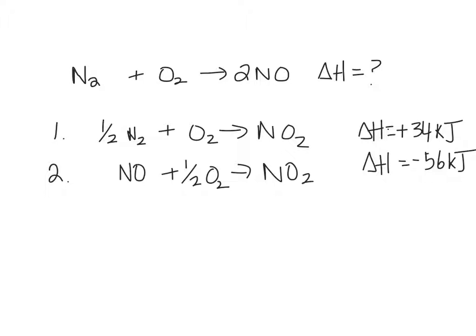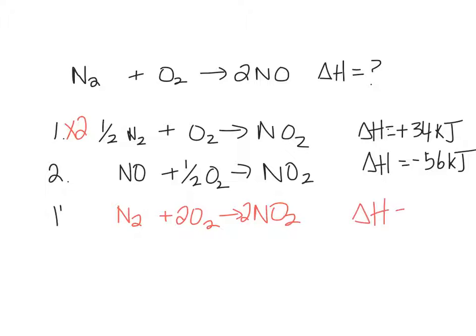So we now have 1 prime. You're going to write this underneath, and you are going to take that first equation and multiply everything by 2. So now we have N2, 2 O2s, goes to NO2, 2 of them, and our delta H is now 68 kilojoules. Once you're done with that equation, you leave it alone. So that's done.